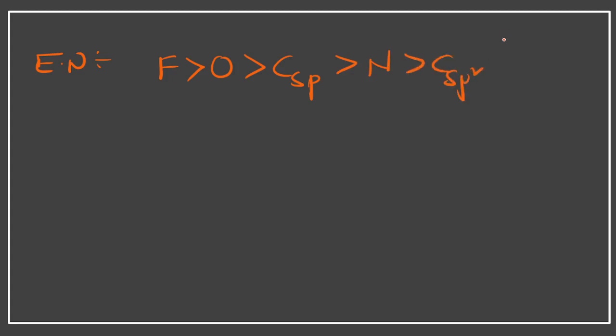One more important point: the order of electronegativity. Fluorine is the most electronegative element in the periodic table. After that comes oxygen, then carbon with sp hybrid orbital, then nitrogen, then carbon sp2, and after that carbon sp3 hybridization.